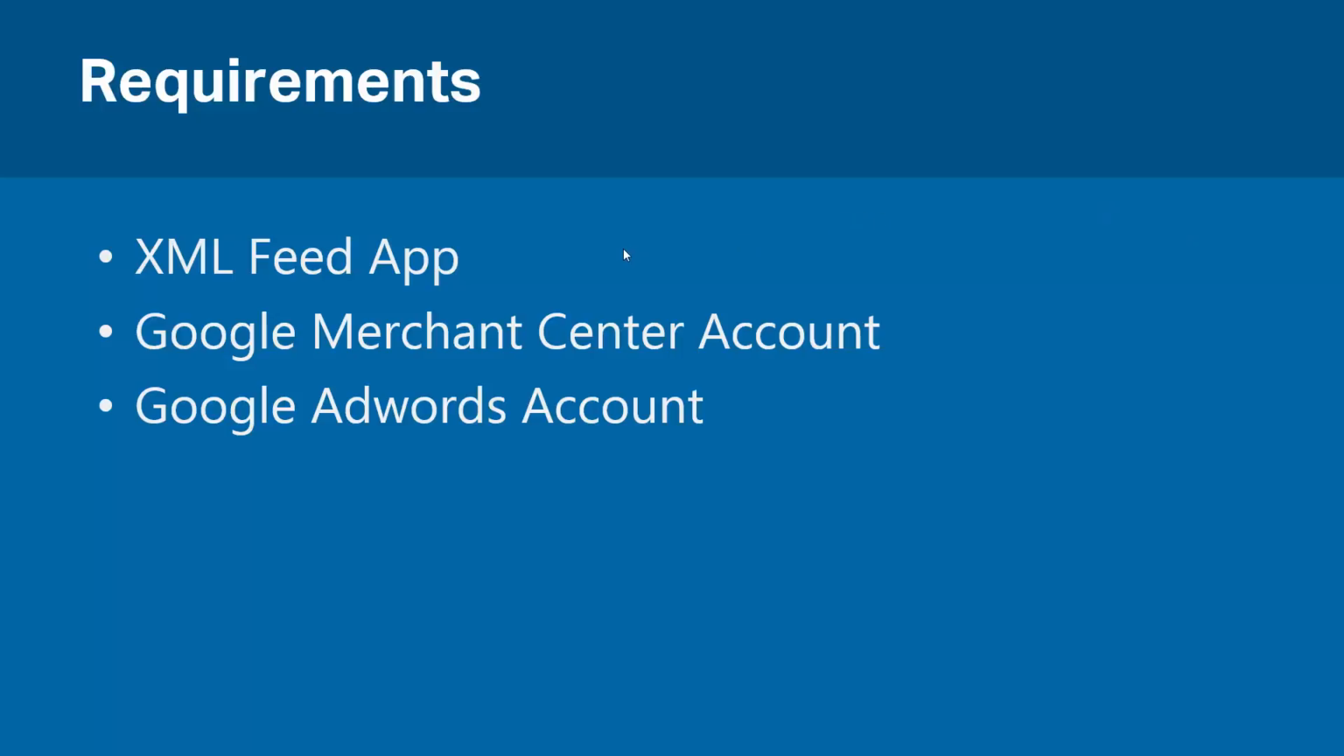Before getting started, I want to go over the requirements of what is needed in order to accomplish this. First, we're going to need the XML feed app from the BC App Store in order to automatically create the feed that we're going to tie into our Google Merchant Center account. The second is I'm going to need to create a free Google Merchant Center account. Then I will also need a Google AdWords account, because that's going to be the actual place where I pay for the clicks of the products that I load into the Google Merchant Center.